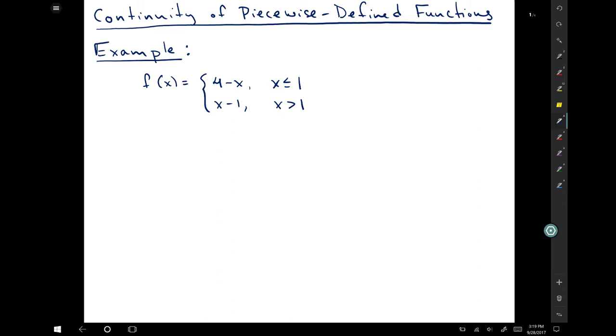We are going to take a fairly detailed look at this one example. So this is f of x equals 4 minus x when x is less than or equal to 1, and x minus 1 when x is greater than 1. And our question is, where is f of x continuous and discontinuous?